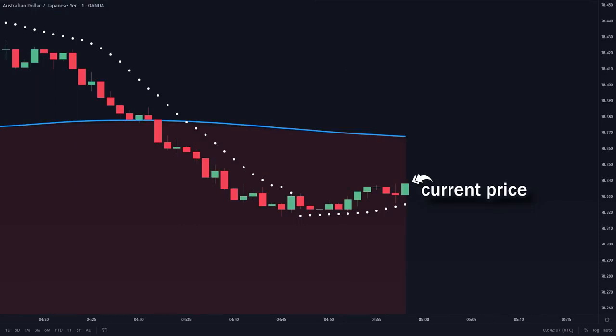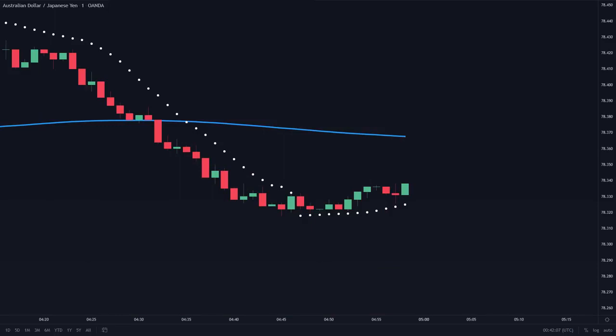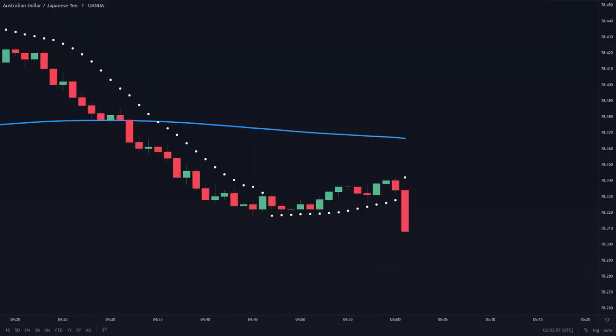Now, once you've identified the long-term trend, the next step is you want to wait for the parabolic SAR to show the same signal as the long-term trend. For example, here, we can see that the price is below the 200 EMA, indicating that the long-term trend is down. This means that we're waiting for the parabolic SAR to also show bearish momentum by waiting for it to go above the candle. Once this happens, you take a short position.